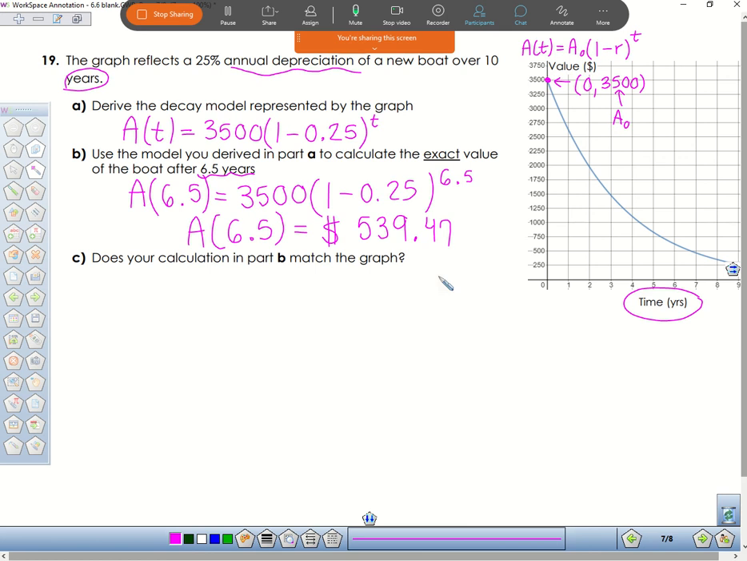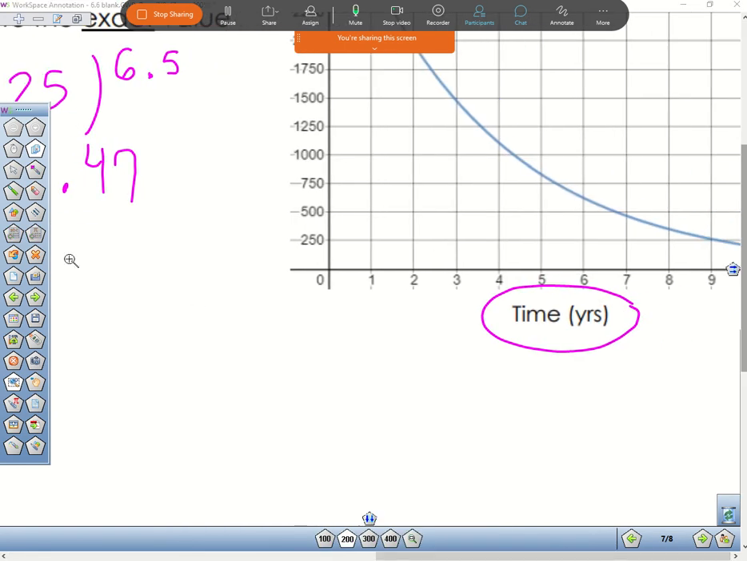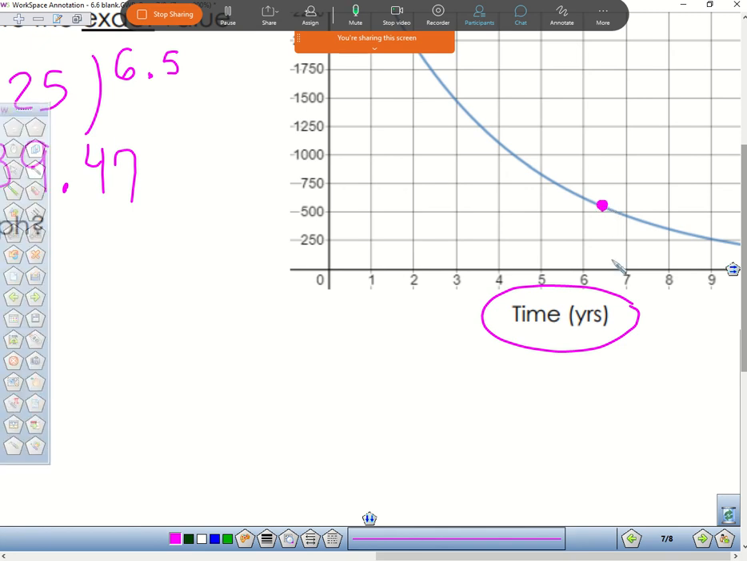And does your calculation in part B match the graph? So to figure that out, we would look at our graph at 6.5 years and see if it matches. So 6.5 years would be right here. So what do you think? Does it match what we came up with? Yes, it does.